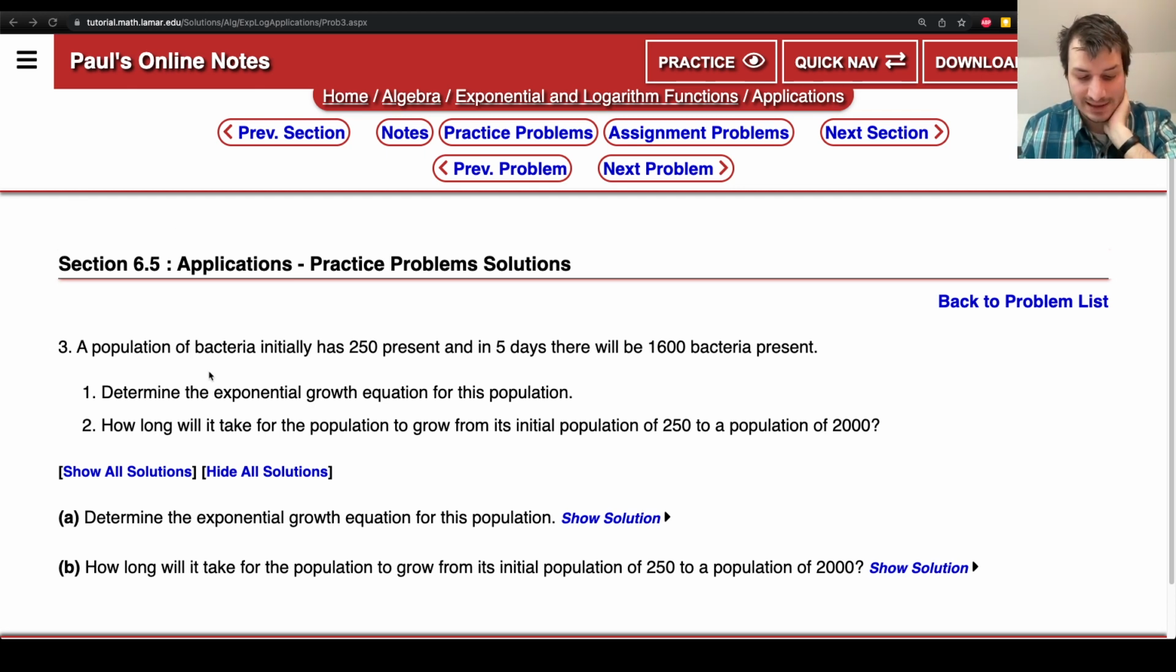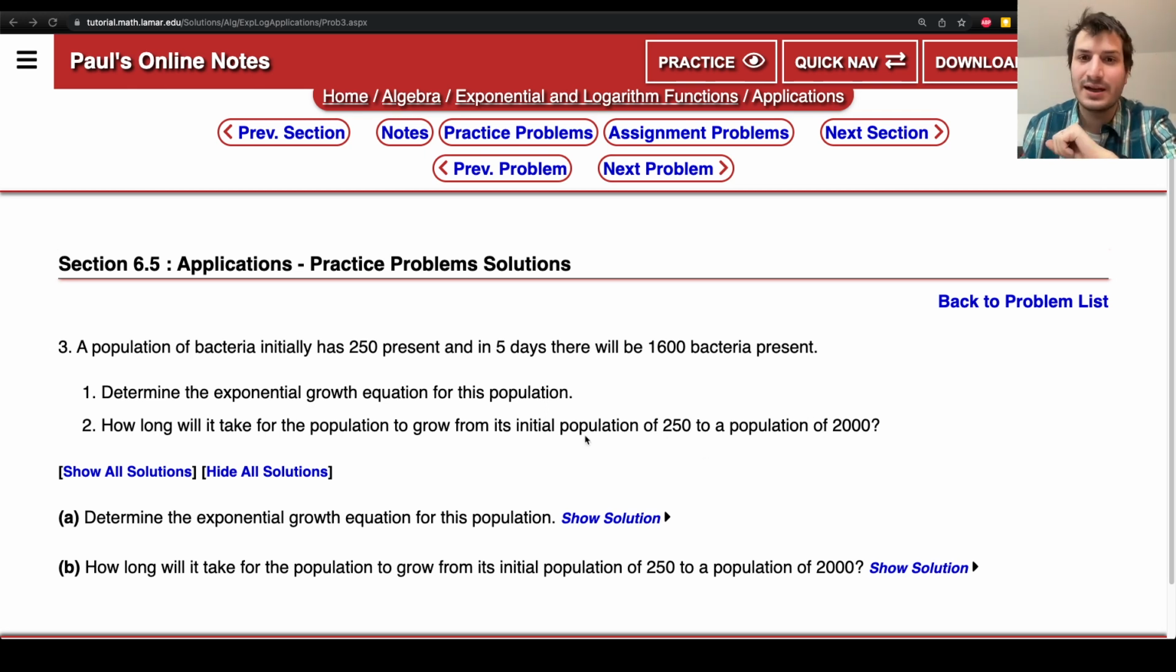A population of bacteria initially has 250 present, and in 5 days, there's 1,600 present. Determine the exponential growth rate for this population, and how long will it take to grow from 250 to a population of 2,000.